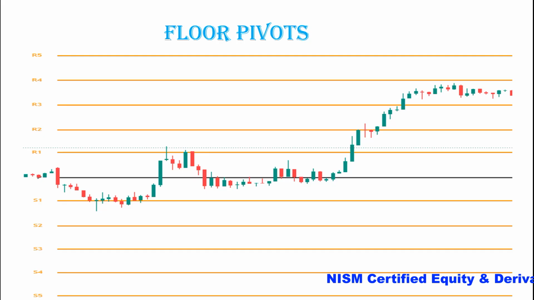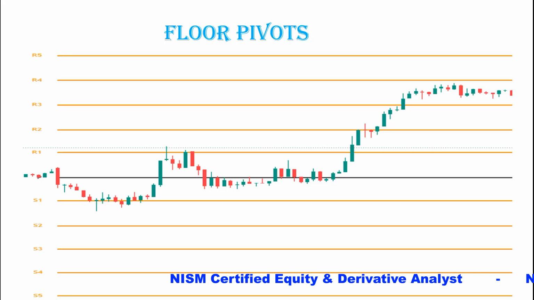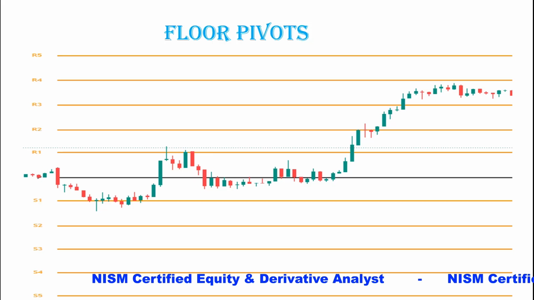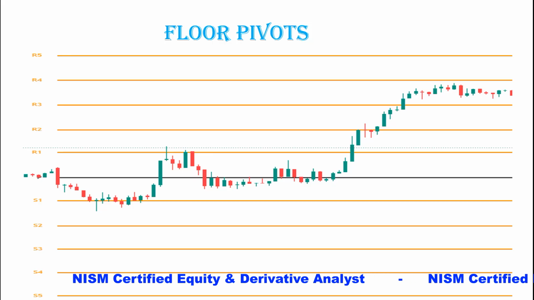So here are the floor pivots. This black line is called the pivot, that is P. Above the pivot point we can see the resistance levels, R1, R2, R3, R4 and R5. Below we can see the support levels S1 to S5. Based on these floor pivots we can trade and understand the view of the market, whether the trend is bullish or bearish.